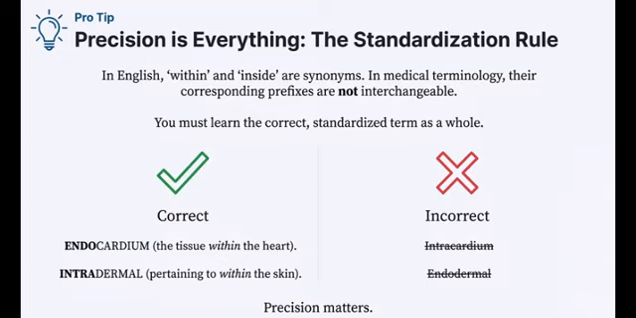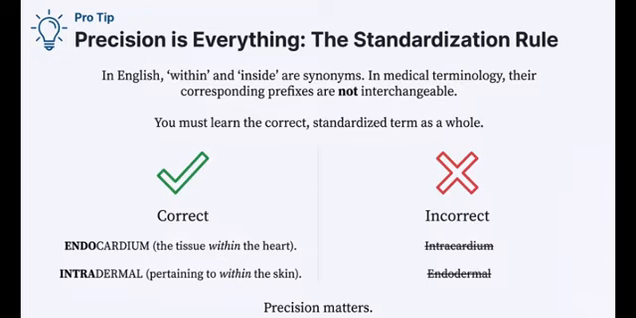So here's where it can get a little tricky. We just learned that endo means within, but another prefix, intra, also means within. So does that mean you can just swap them whenever you want? The answer is a big, firm no. Here's the deal, and this is crucial.